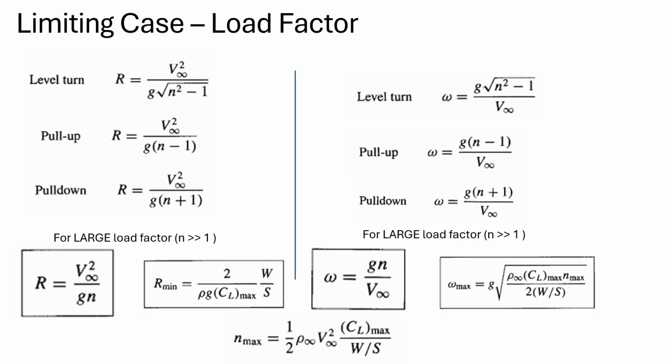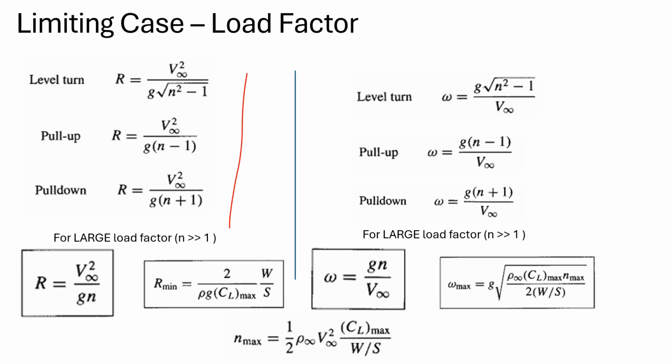Now we are going to talk about the load factor. Here we have the equations for radius for level turn, pull up and pull down, on the left hand side, these three equations. We are going to assume that the load factor is very, very high, which means n is much higher than 1. This means that we can ignore the minus 1 or plus 1. So R is equal to V squared over g n. The minimum radius is 2 over rho g CL max times wing loading.